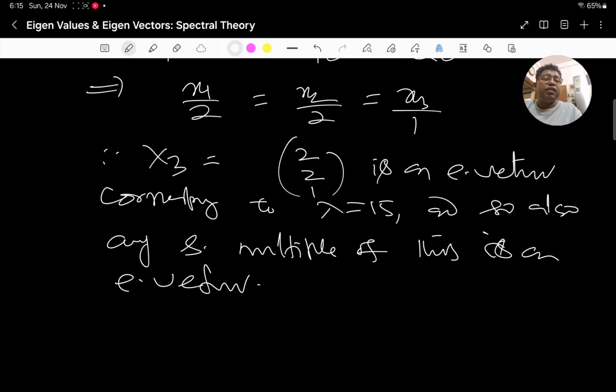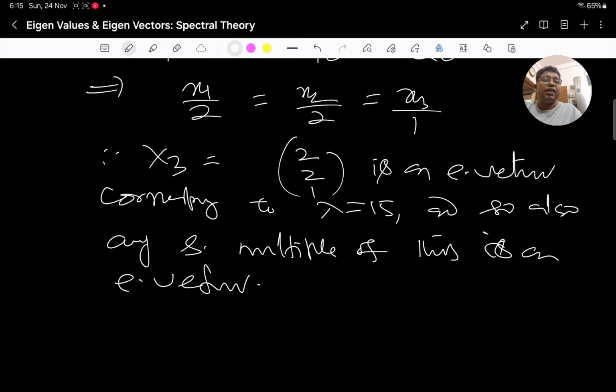So the eigenvalues are 0, 3 and 15. Here all are distinct eigenvalues. The case also arises where the eigenvalues may be repeated. We may have 0, 3 and 3. We may have 3, 3, 3. We may have 0, 3 and 3, or 15 and 15. So eigenvalues may be repeated, but here it is a case of distinct eigenvalues.